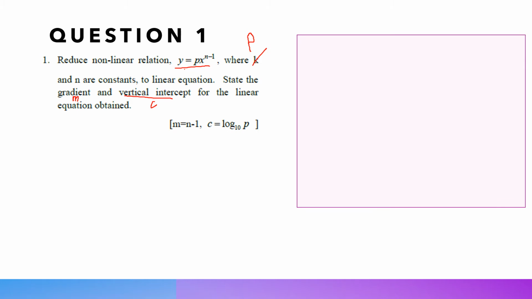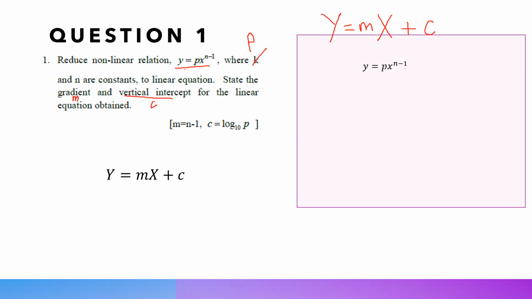So what is the first step you need to do? Just write the non-linear equation. It needs to be in the form Y equals M X, capital Y and capital X, plus C. What does it mean by capital Y and capital X? It's not necessarily Y and X, as long as the equation that you get later after you reduce is in this form. Okay, let's see the first question.